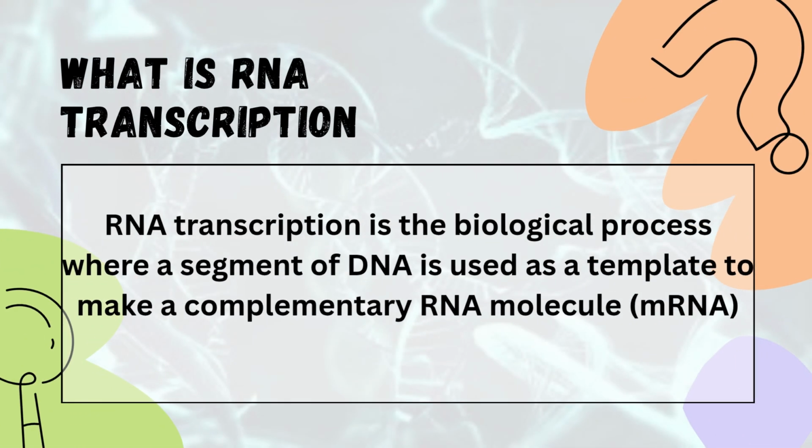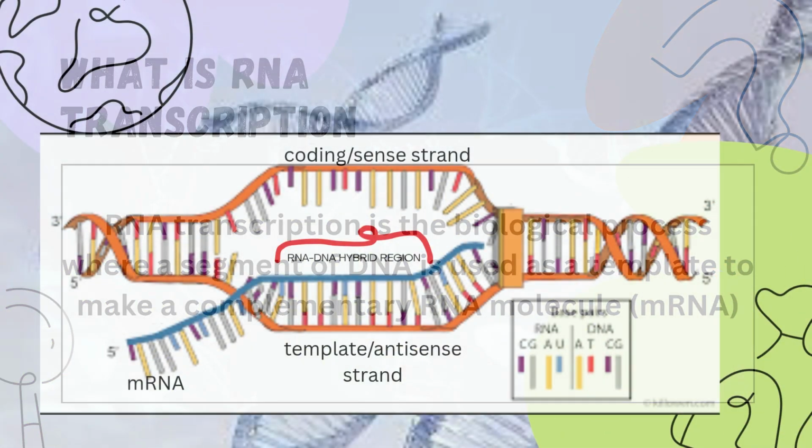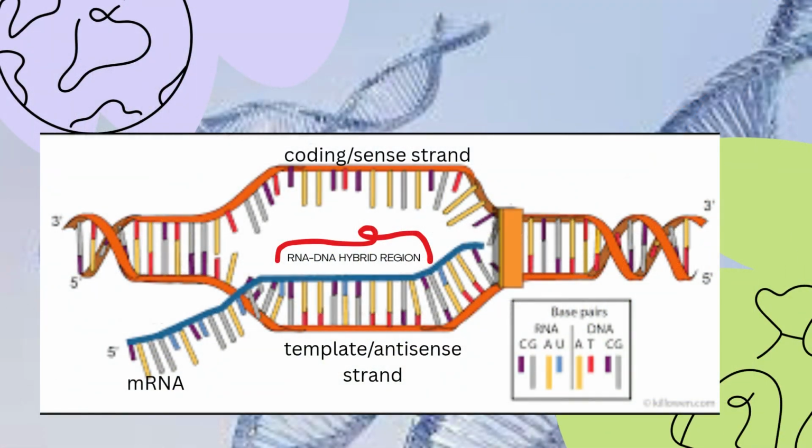What is RNA transcription? RNA transcription is the biological enzymatic process where a segment of DNA is used as a template to make a complementary RNA molecule. To be specific, that is the messenger RNA. This process is catalyzed by the enzyme RNA polymerase.